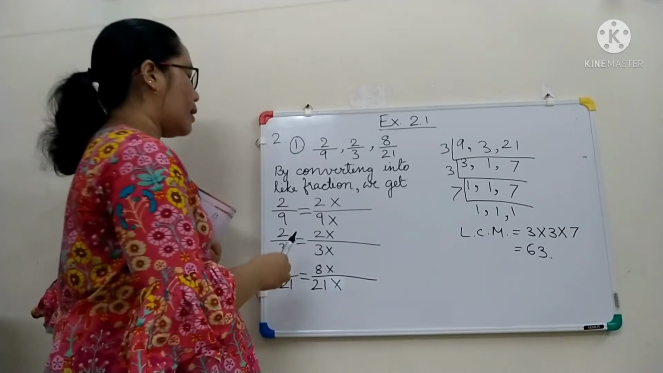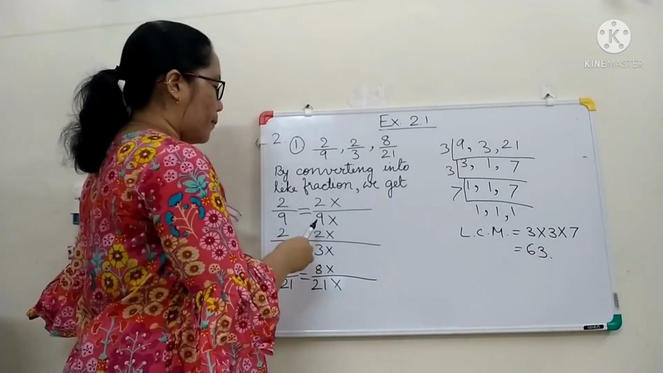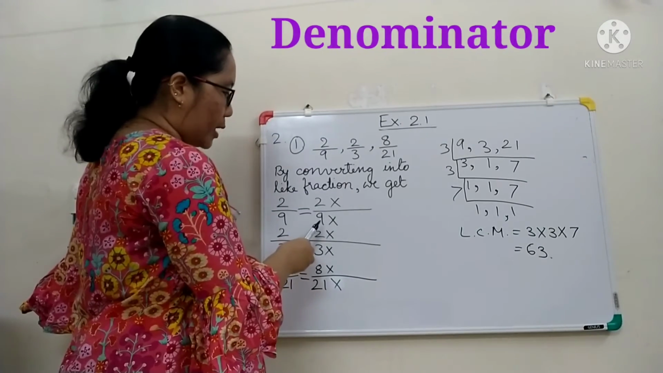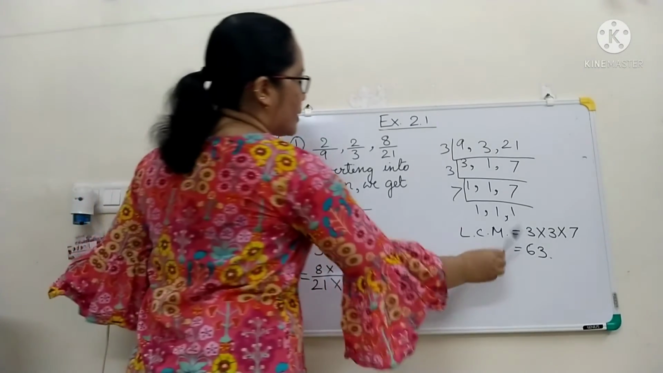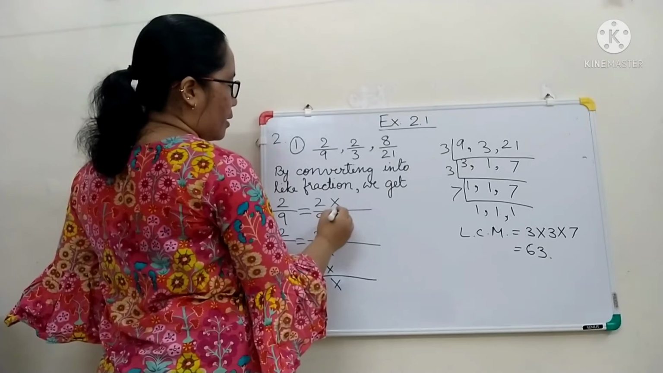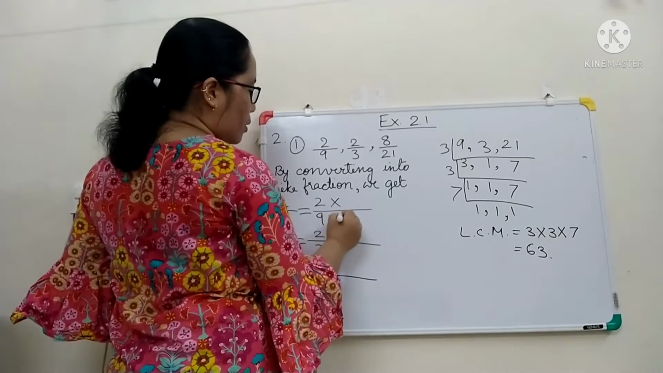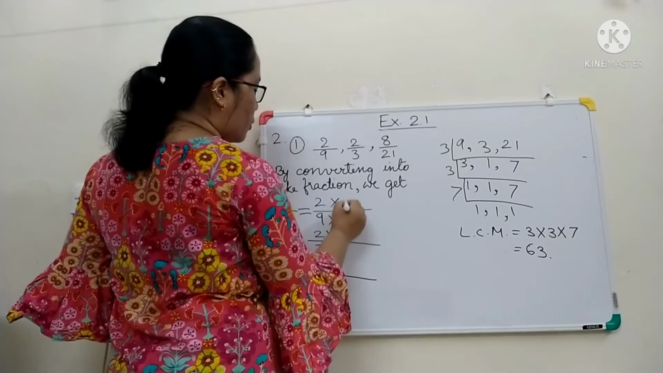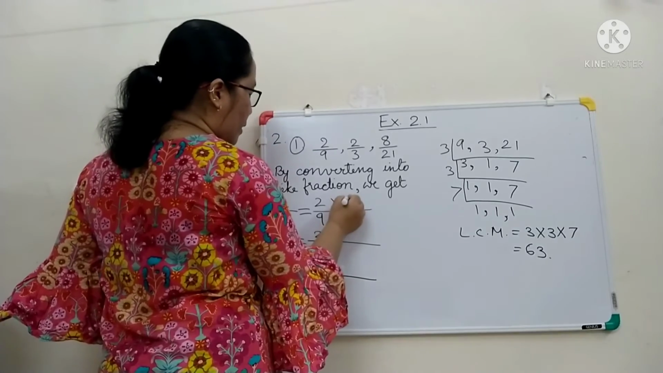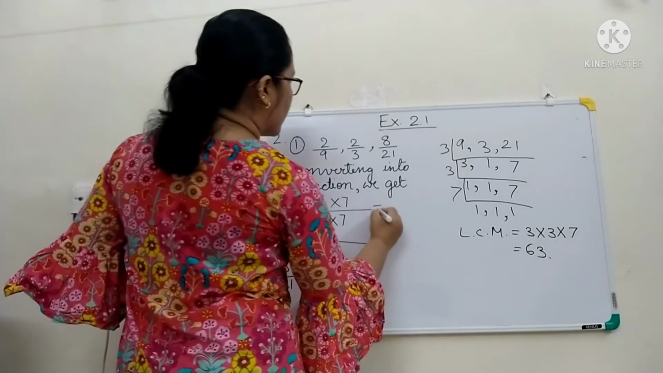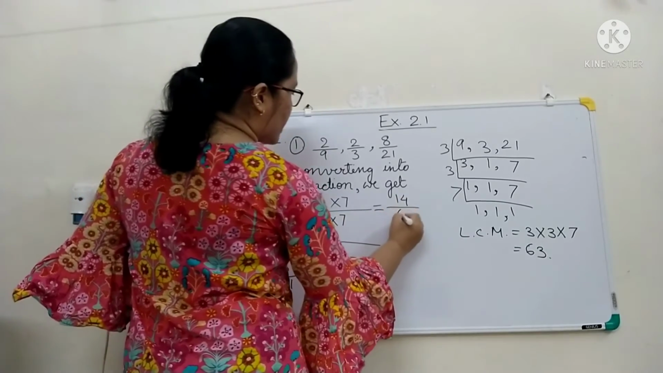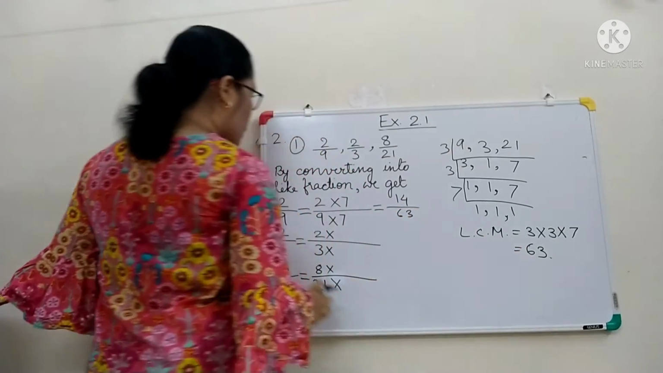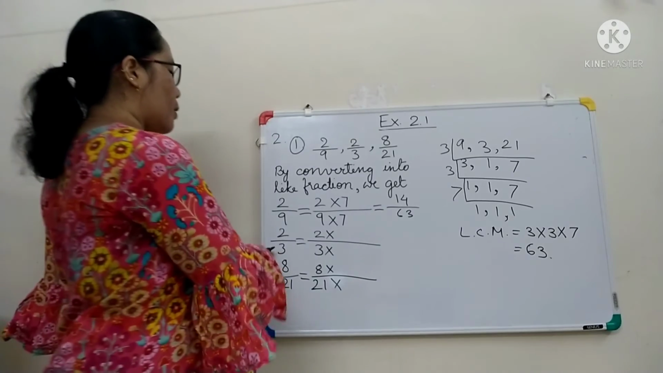Okay, so we will do the calculation with the denominator first. Which number do we have to multiply with 9 to get 63? It is 7, since 9 times 7 is 63. So here we will write 7, and the same number we will write at the top. What is the answer? 2 times 7 is 14, and the denominator will be 63. That is the LCM.